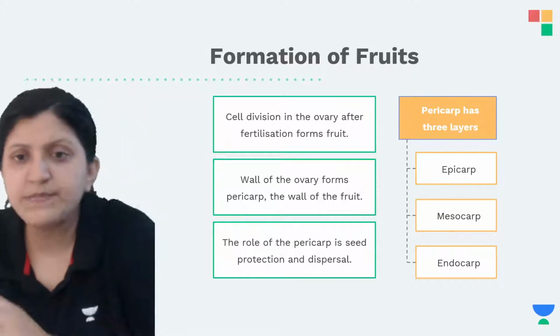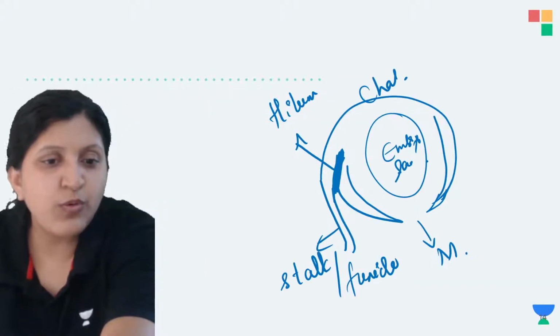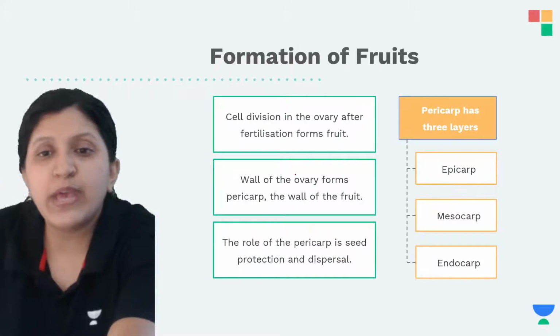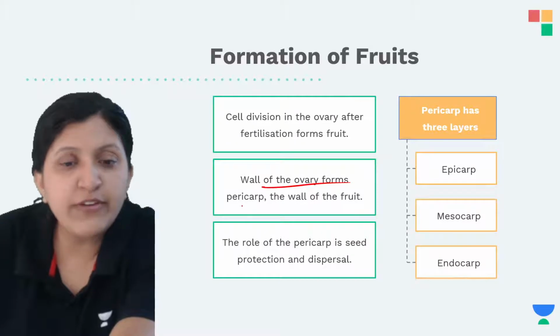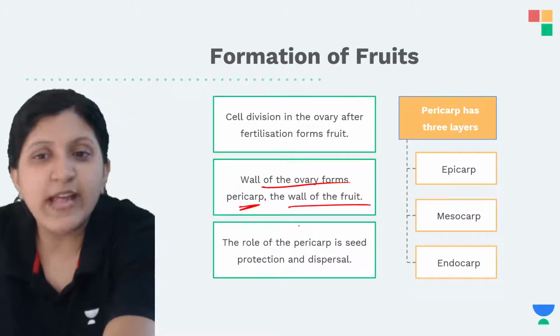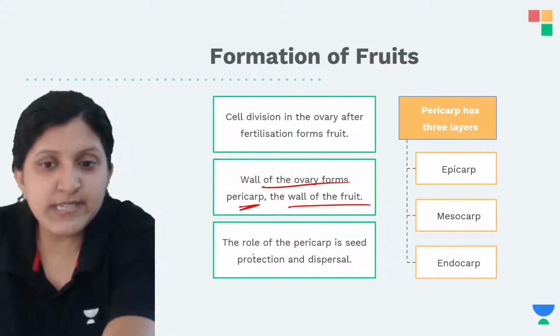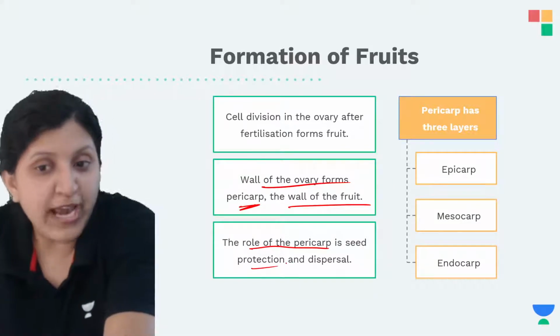Here I'll explain this part. You can see the wall of the ovary forms the pericarp, that is the outer covering, the wall of the fruit. Now one more statement is given: the role of the pericarp is protection and dispersal. So what is the meaning of that?